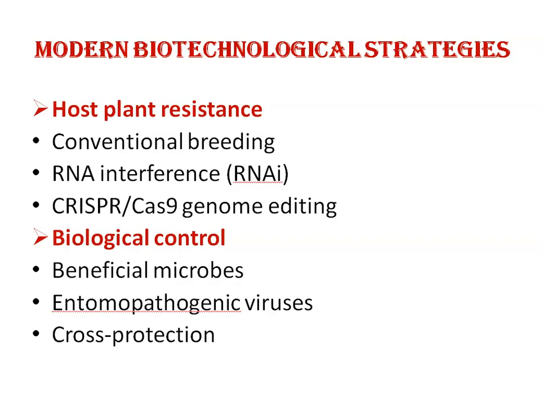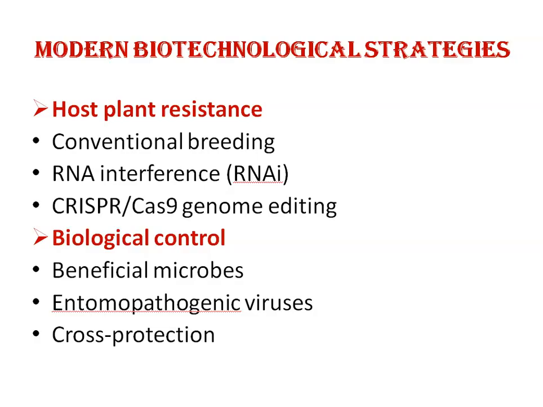So, breeding for resistance is an effective and economical long-term strategy. So we will discuss two methods under modern biotechnological strategies: host plant resistance and biological control. Host plant resistance includes conventional breeding, RNA interference, then CRISPR or Cas9 genome editing. Plant breeders use traditional methods to develop new cultivars with natural resistance genes to viruses.